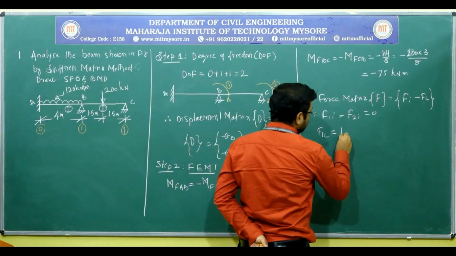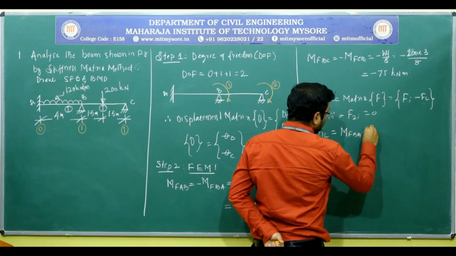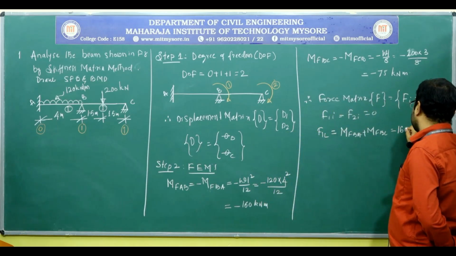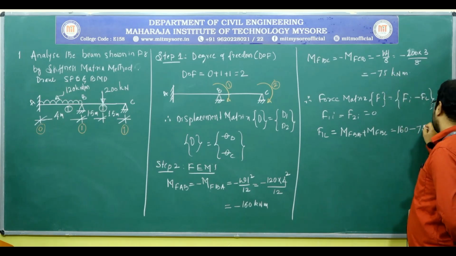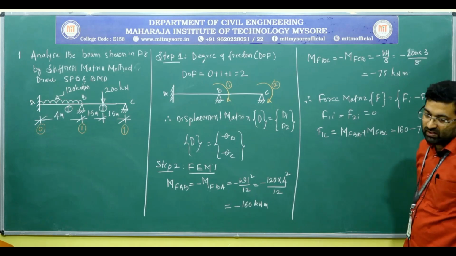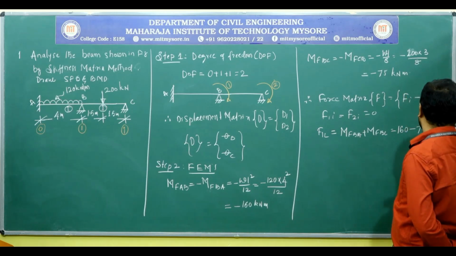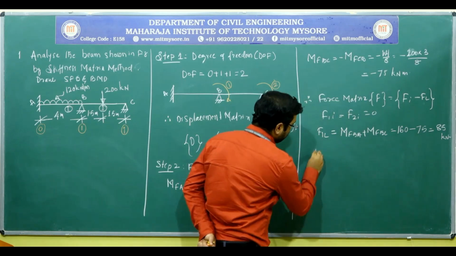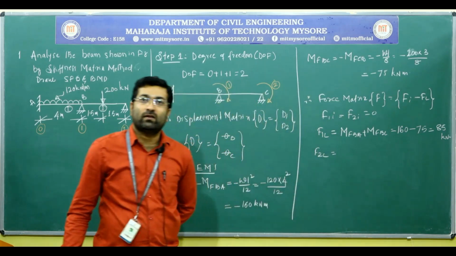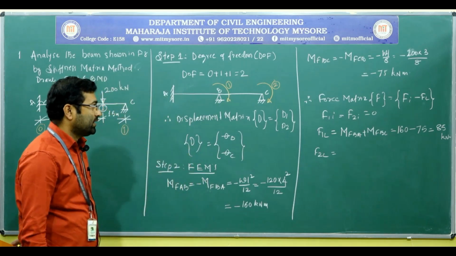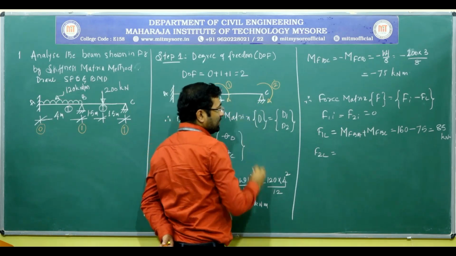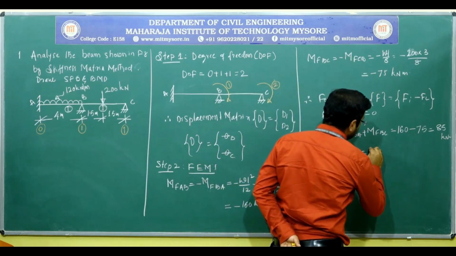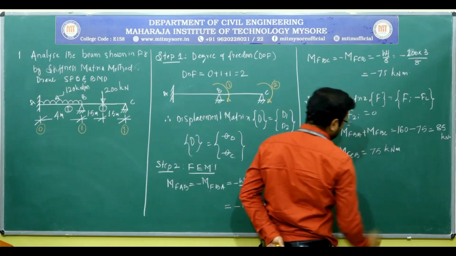So MFBA plus MFBC. So here the value of MFBA is 160 minus MFBC is 75. So this gives me a net value of 85 kilonewton meter. Similarly, F2L, that is the net fixed end moment at the second coordinate direction due to the external loads. So here we have only one member, that is MFCB. So as per our calculation, MFCB is plus 75 kilonewton meter.